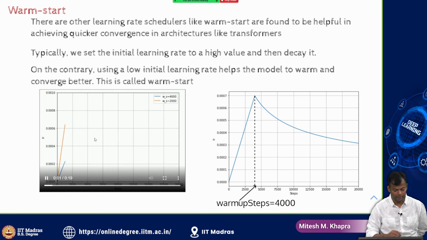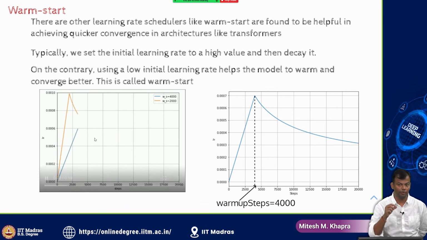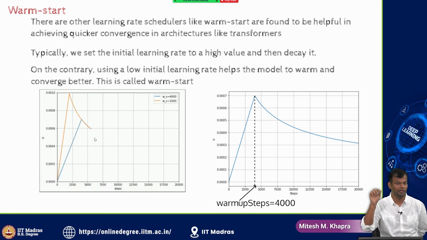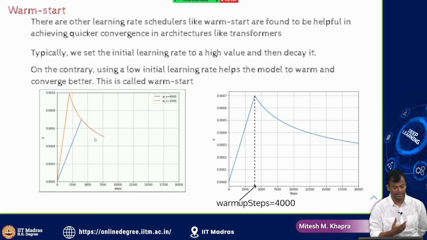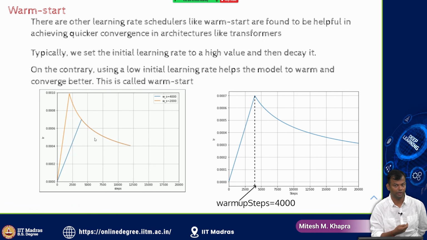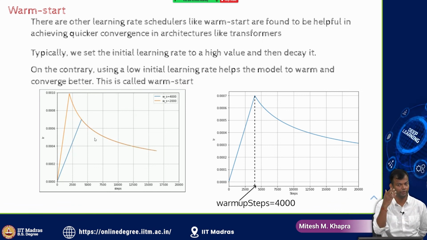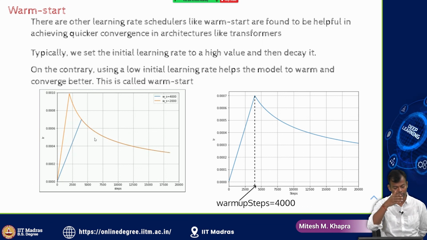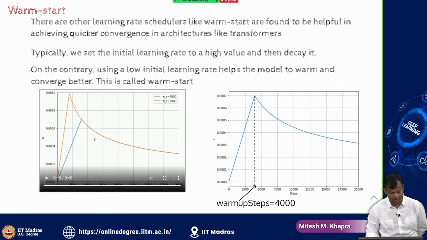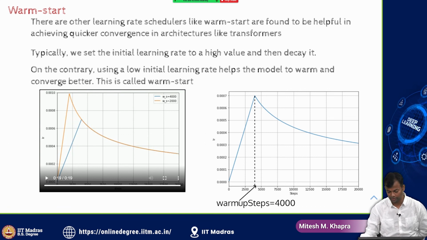So the warm up step is the number of steps for which you will let the learning rate climb. So in one case I have the warm up step as 2000, and in the other case I have the warm up step as 4000. So the 2000 curve of course rises rapidly and then falls, and the 4000 curve rises more smoothly and then it falls, right? So it starts decaying exponentially from there.